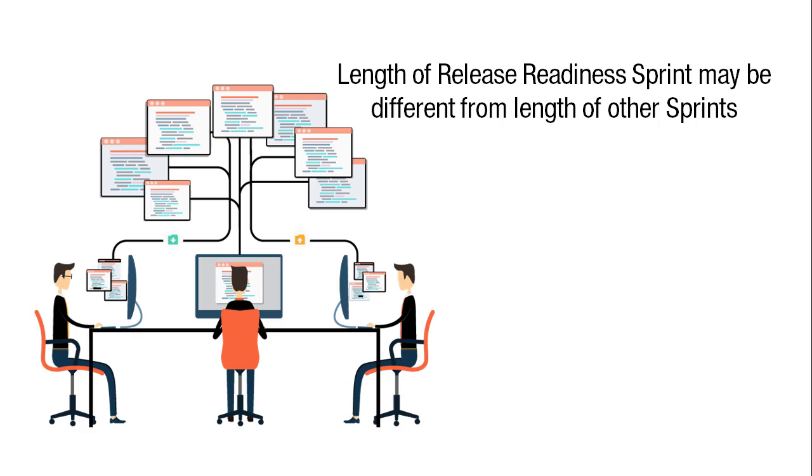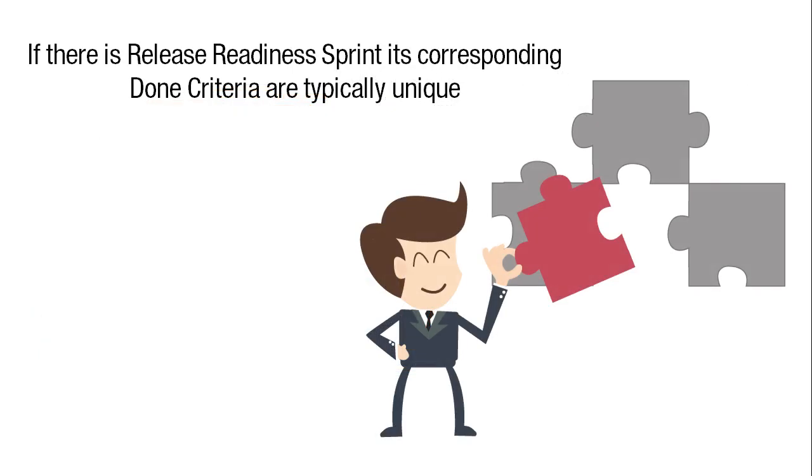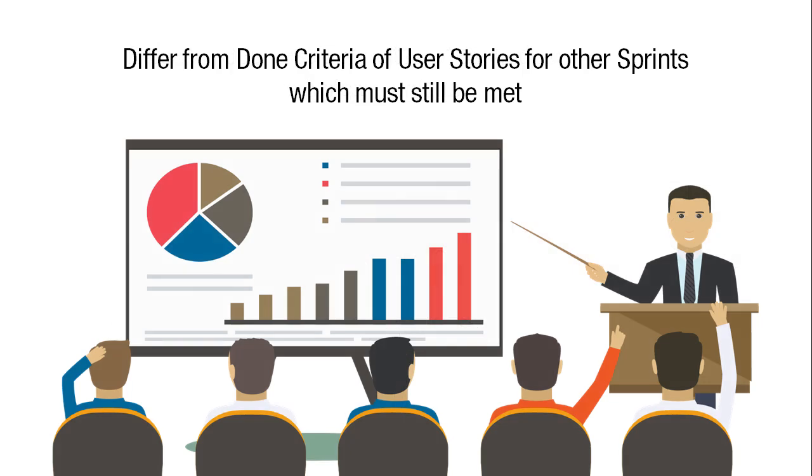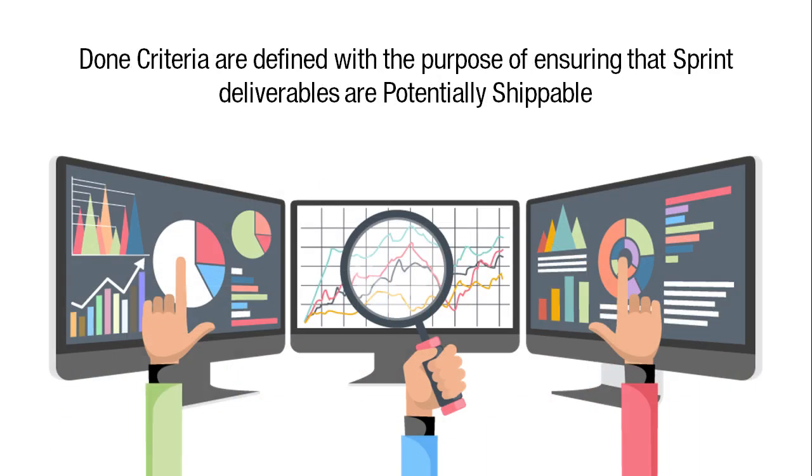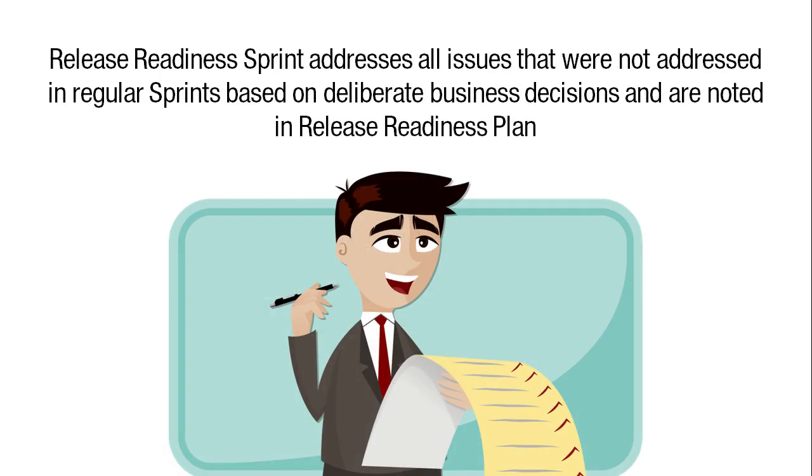The length of a Release Readiness Sprint may be different from the length of other sprints. If there is a Release Readiness Sprint, its corresponding done criteria are typically unique and differ from the done criteria of the user stories for other sprints, which must still be met. Done criteria are defined with the purpose of ensuring that the sprint deliverables are potentially shippable. The Release Readiness Sprint addresses all the activities that are only done once per release based on deliberate business decisions as justified in the Release Readiness Plan.